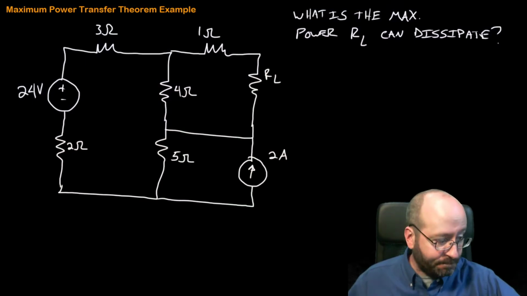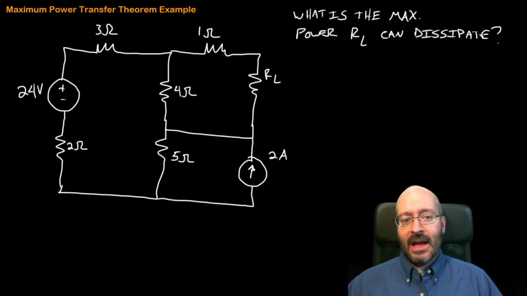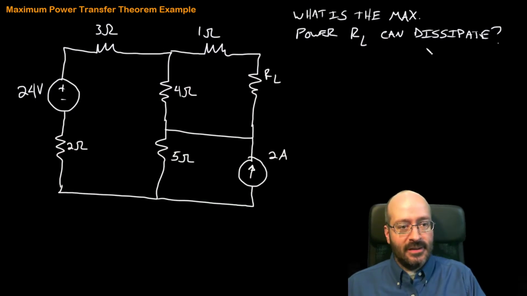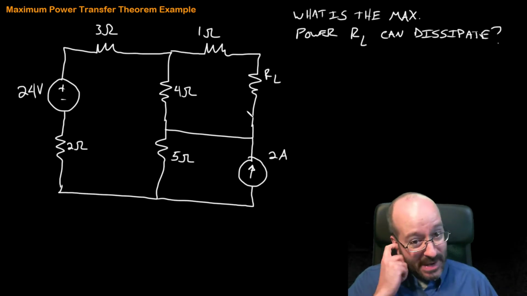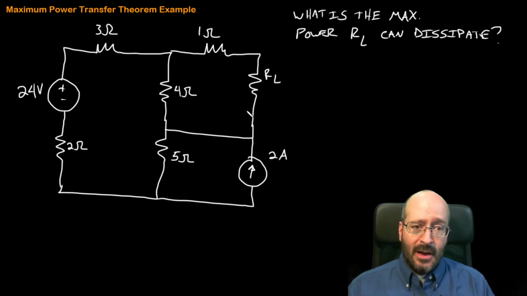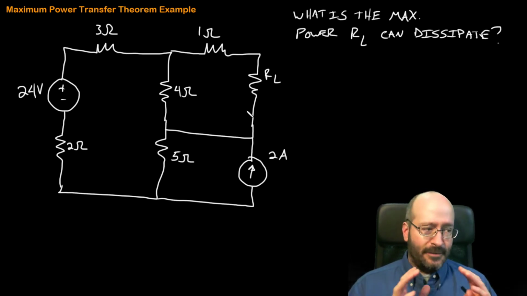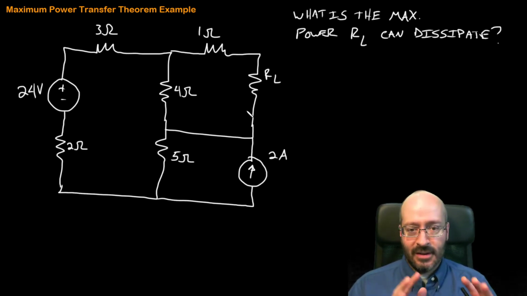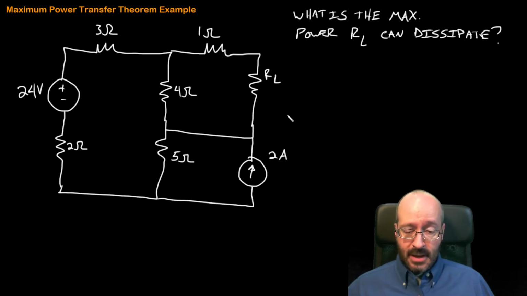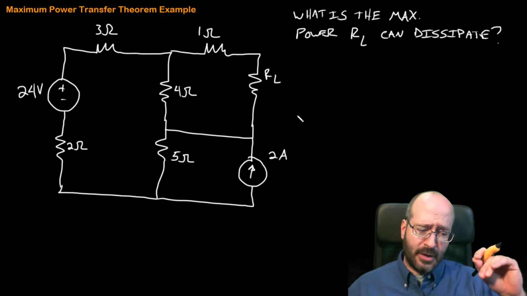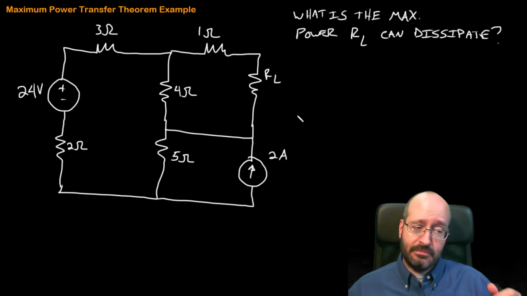Okay, so let's get that example. Looks like that. And what is the maximum power RL can dissipate? We have RL over here, and we want to know how much power it can possibly dissipate. If we're talking about maximum power, the first thing we should do is go find an equivalent circuit. It doesn't matter what it is. I'm going to do a Norton equivalent just because we've been looking at Thevenin back and forth, and I want to give you another look at Norton. Once we find that Norton equivalent, we'll make the resistances match, and we'll calculate the power from there.